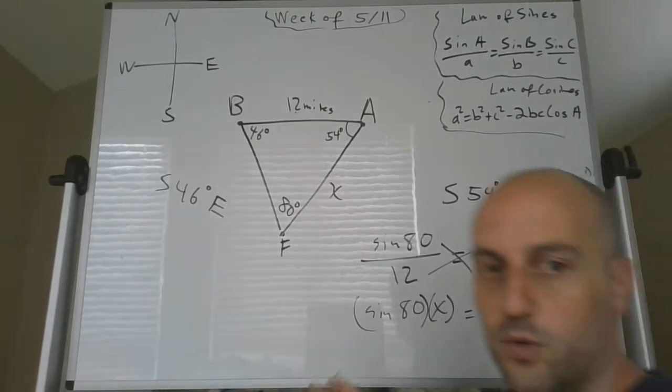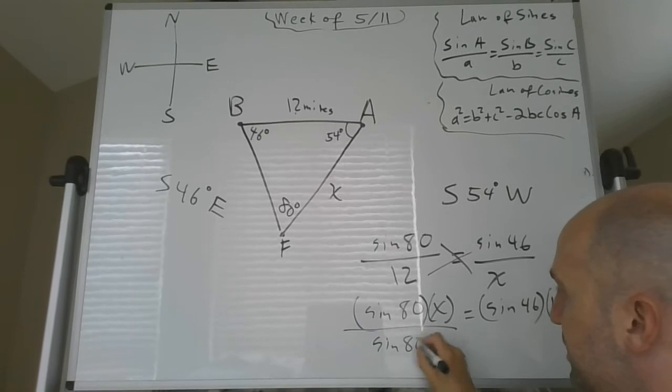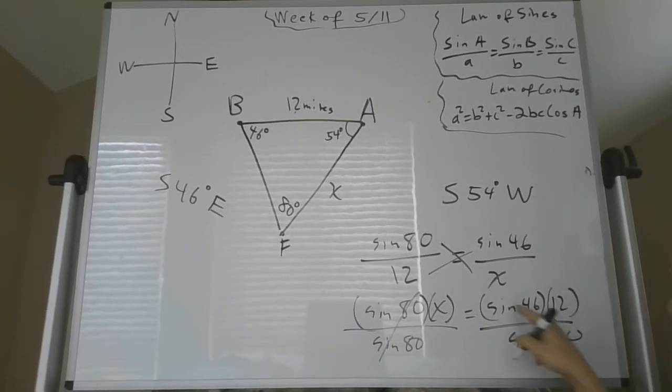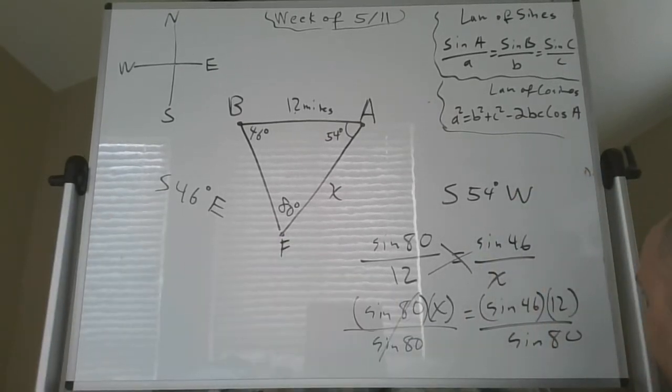I'm going to do the whole thing and then input it in the calculator. And I'm going to divide this whole thing by sine of 80. Divide this side by sine of 80. So our final answer is going to be all this right here. So let's do all that on the calculator. Sine of 46.